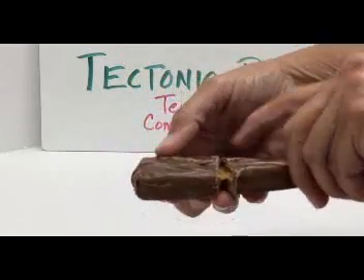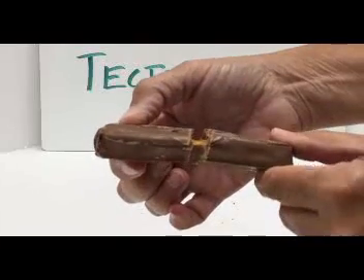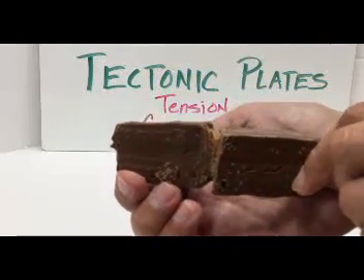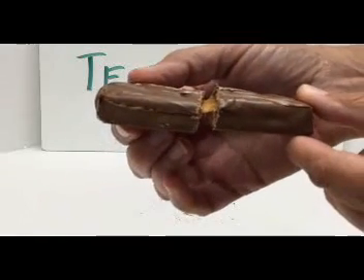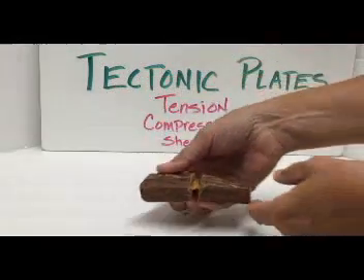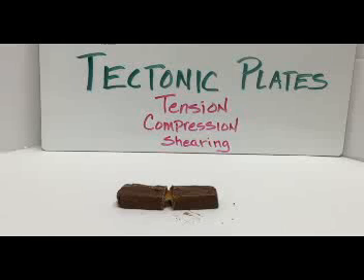So this is mine. As I pull it apart, you can see that some of the plates have completely separated and some of them are still connected a little bit. So that would be tension. That's tension working on the tectonic plates.